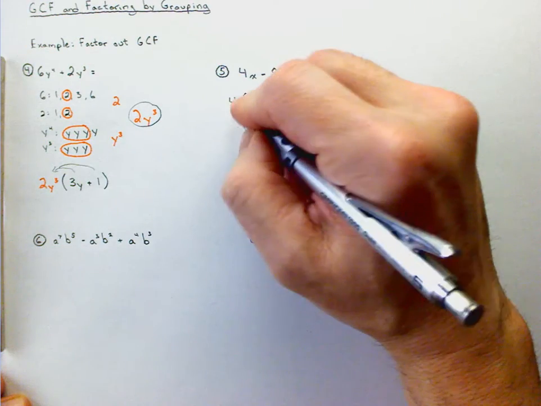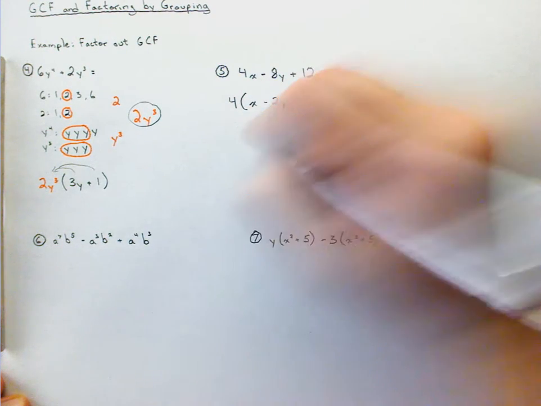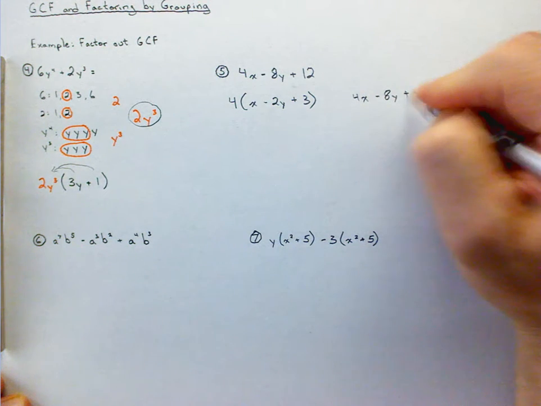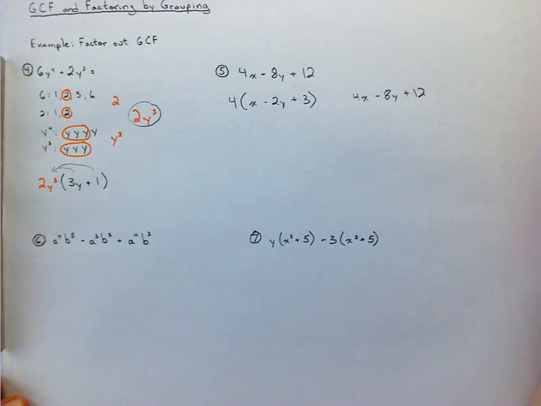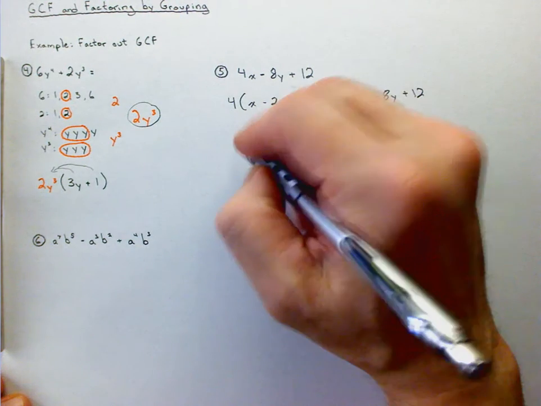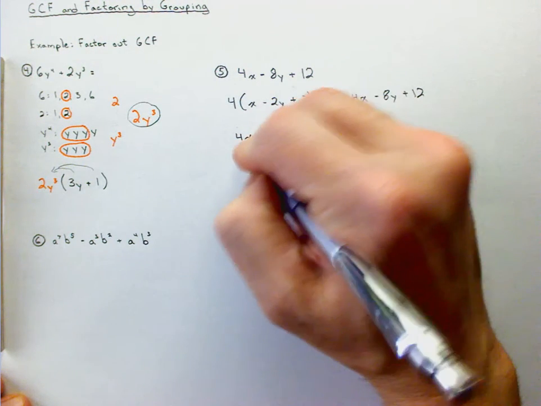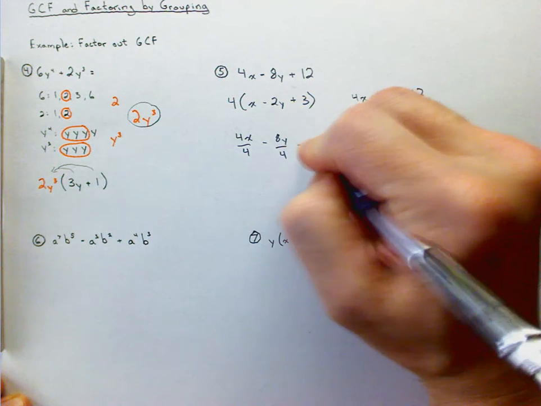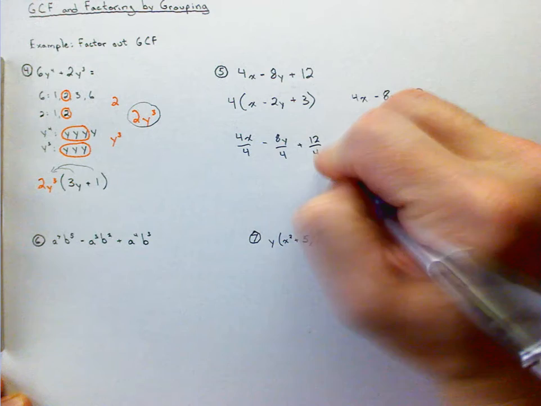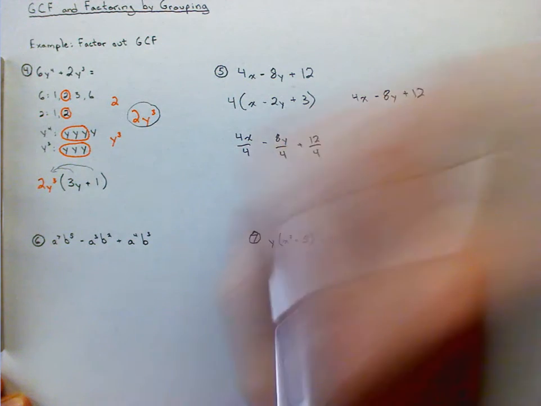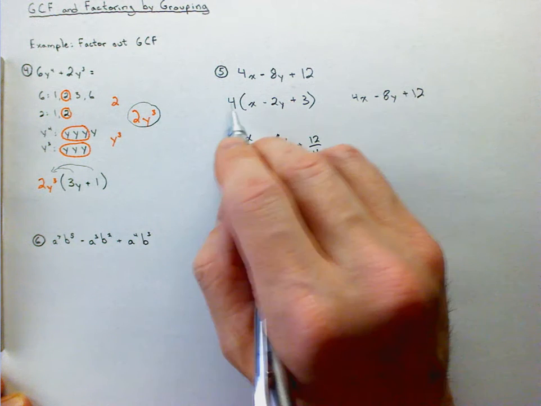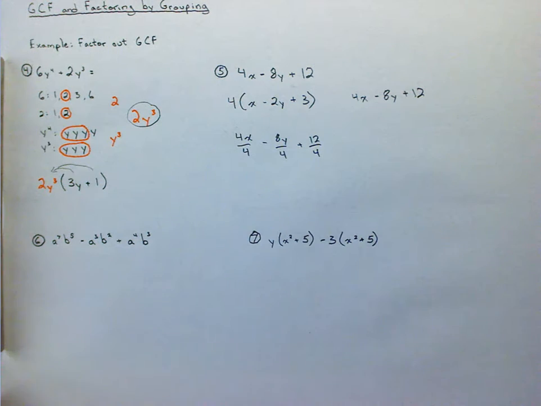See, if I multiplied through, if I distributed that 4, I would end up with 4x minus 8y plus 12. And what I told you is more or less like this. I find that greatest common factor and I divide everything by that greatest common factor. And what I have left over is going to be inside the parentheses. What I was dividing by goes outside of the parentheses.